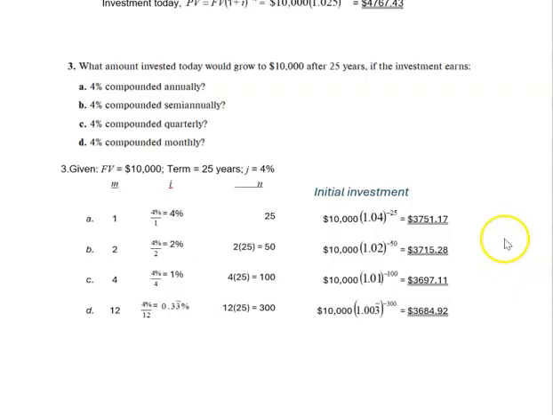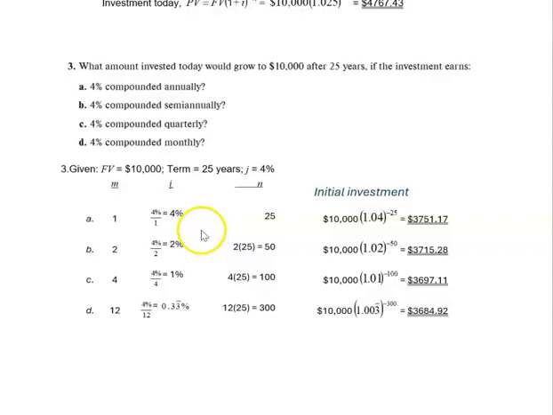Okay, what amount invested today would grow to 10,000 after 25 years if the investment earned 4% annually, 4% semi-annually, 4% compounded quarterly, and 4% compounded monthly?